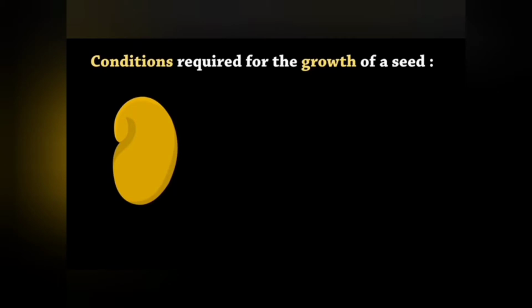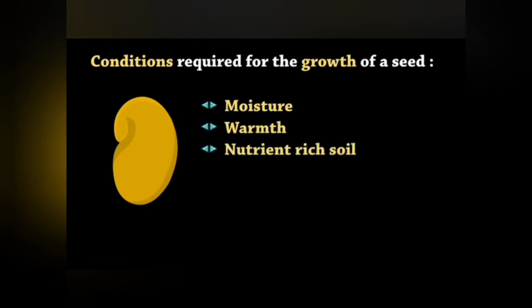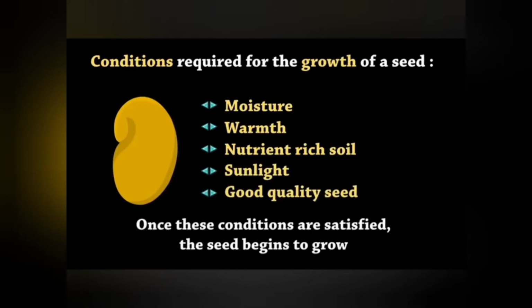Conditions required for the growth of a seed are moisture, warmth, nutrient-rich soil, sunlight, and good quality seed. Once these conditions are satisfied, the seed begins to grow.